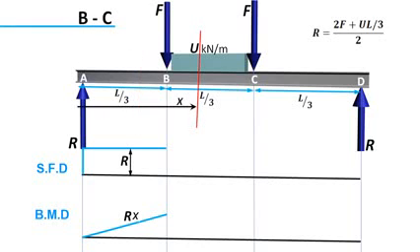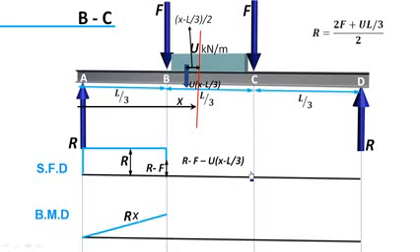Take a section in BC. In this section, along with 2 point loads, there is a distributed load also. This distributed load can be assumed as a point load passing through the centroid of the distributed load. Value of that is u into (x minus L by 3), and it is at a distance (x minus L by 3) by 2 from the section line. So shear force will have one more term, which comes from the distributed load. From the equation it's clear that shear force varies linearly.